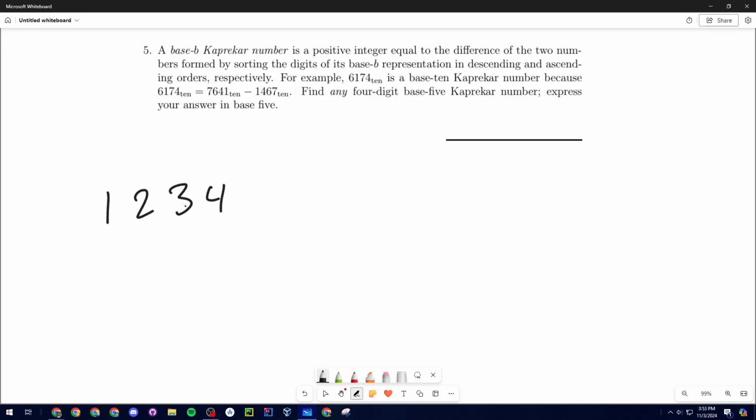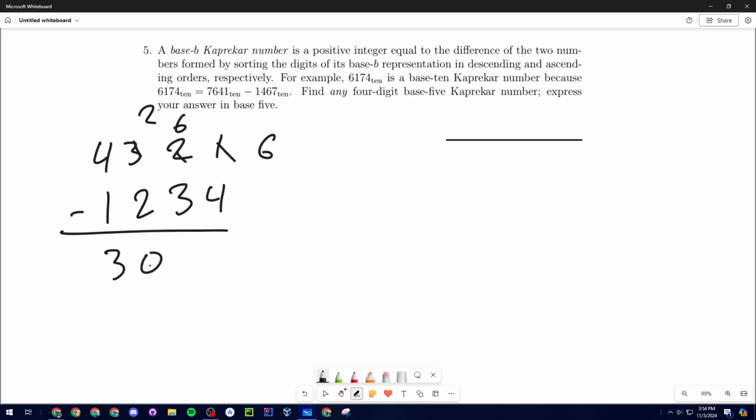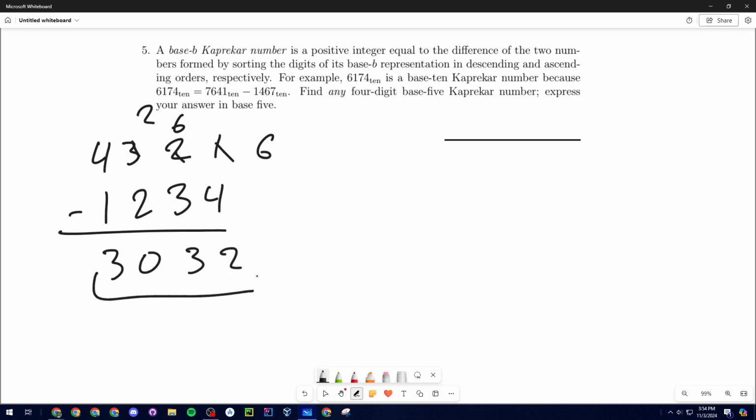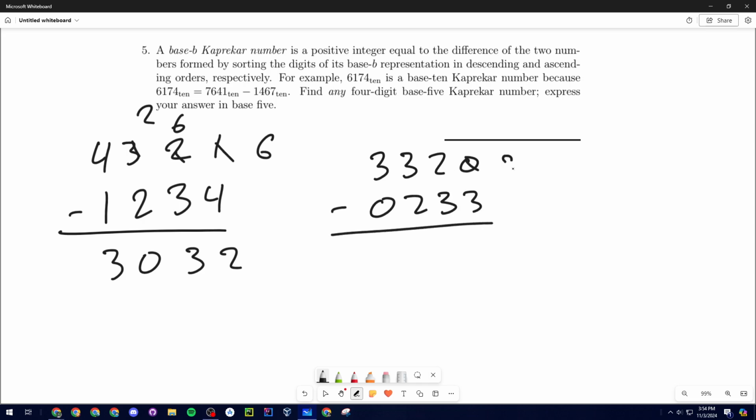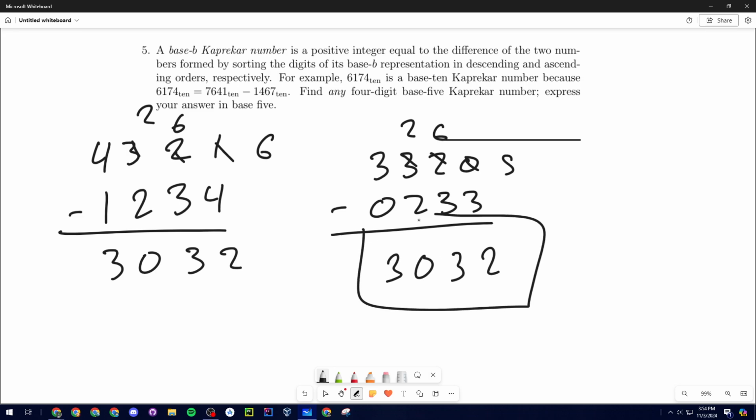But if you do 1,234, and then 4, 3, 2, 1 and subtract that in base 5, you'll find a pattern. Right here, let's just subtract these two numbers. This would be 6, this would be 6 as well, and this would be 2. So 3, 0, 3, 2. This is the number we get. Now let's do the pattern again. 3, 3, 2, 0 and 0, 2, 3, 3. This would be 5, this would be 6, this would be 2. So we have 2, 3, 0.